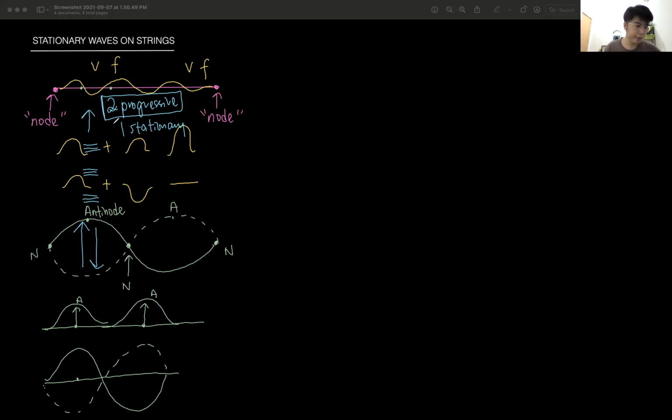Okay, now next part, we look at what are some of the patterns that you will see when you vibrate a string. There are many patterns, not just one. This is just one of them. Okay, take a string with a certain length. Now I actually have a diagram already drawn on the next slide. Let me go to the next slide.